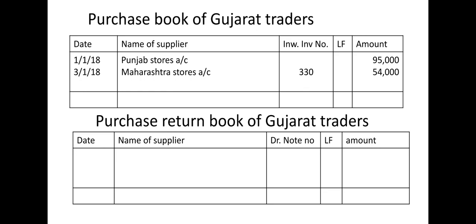Let's write down this transaction in the purchase book. Date is 10 January, Kerala stores, and amount is 50,000. No discount here.